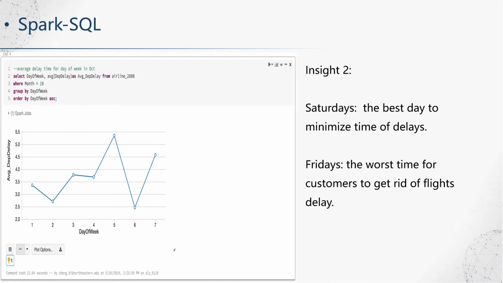Second, we also take advantage of SQL to get the average departure delay time by day of the week in October 2008. We are trying to dig deeper into October to see which day could be the best to avoid flight delays. And it turns out that the best day in terms of delay is Saturday, while Friday is still the worst day for customers.